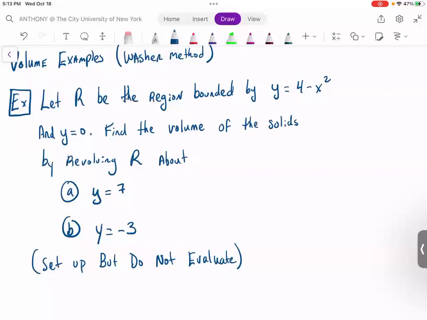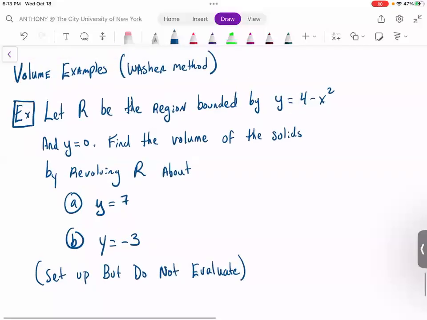Okay, so in this example, for volume, we're going to be applying the Washer method. I'll show you how I sort of visually see the Washer method in these examples. Let R be the region bounded by y equals 4 minus x squared and y equals 0. Find the volume of the solid by revolving R about y equals 7 and then y equals -3.